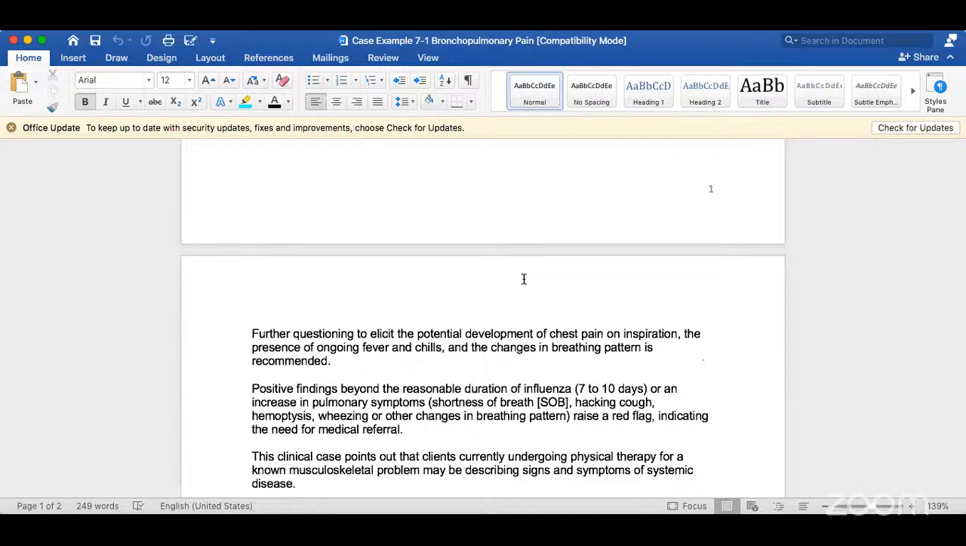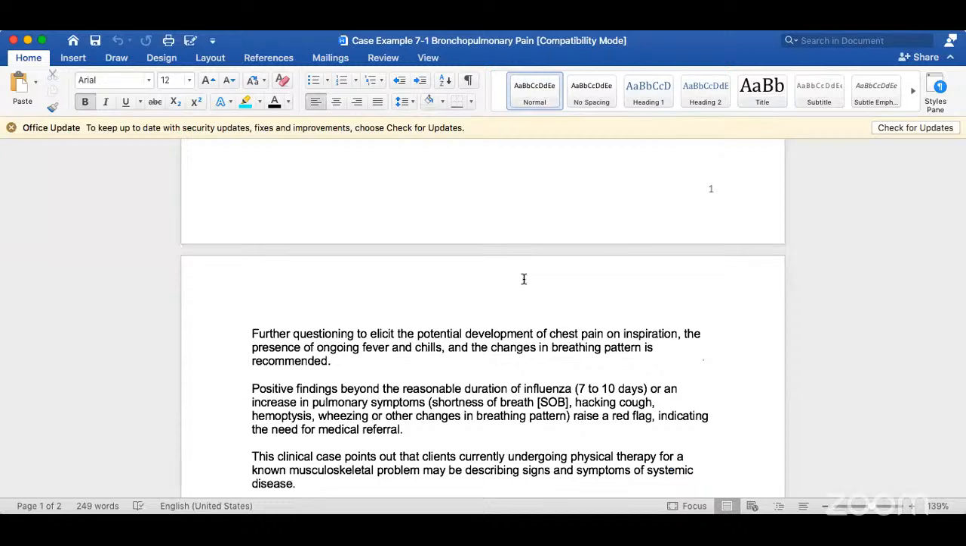What causes the chest pain? On inspiration, does it increase or not? The presence of ongoing fever and chills. You said you have flu. Is there any fever? You now take the temperature. Is the patient shivering and shaking? Yes or no? And the changes in breathing pattern. What's the breathing pattern of the patient? So these are the things that put together, in addition to what the patient case report has reported, are going to now further give information as to whether it's a red flag or not.